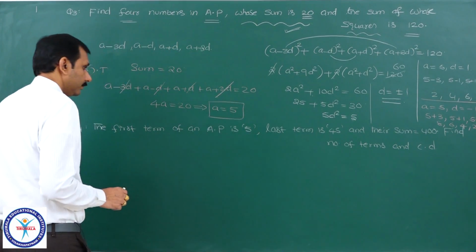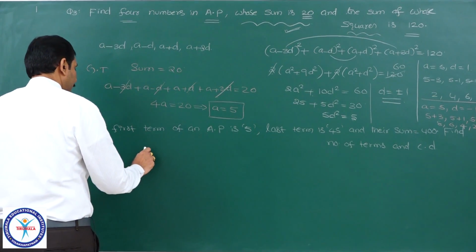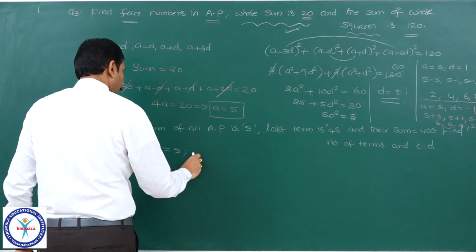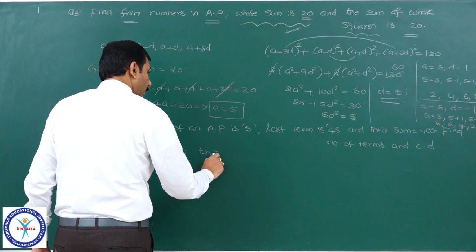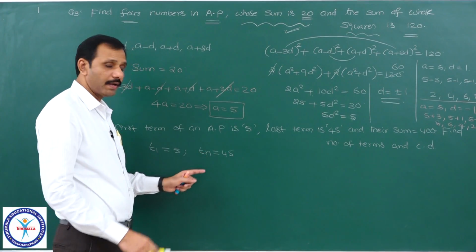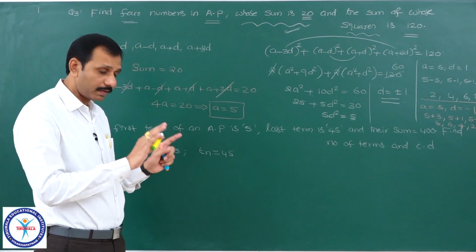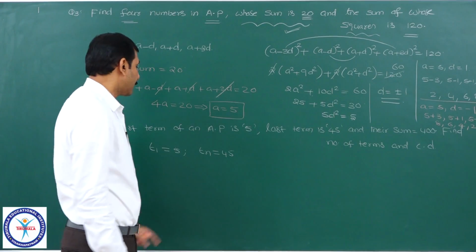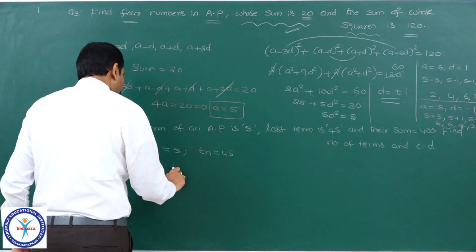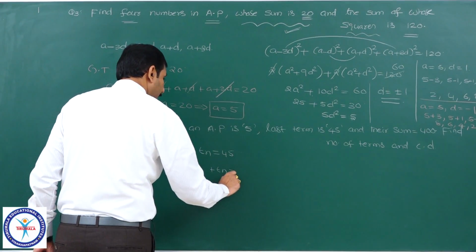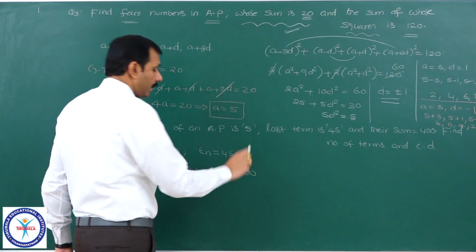Listen here. T1 is equal to the given first term, 5. And Tn is equal to the given last term, 45. We do not know the n value. They have given the last term of this sequence, this AP. And the sum means all these terms, T1 + T2 + and so on + Tn, is equal to 400, given.